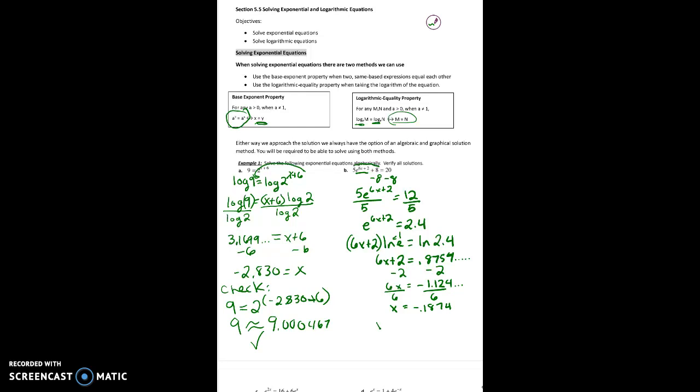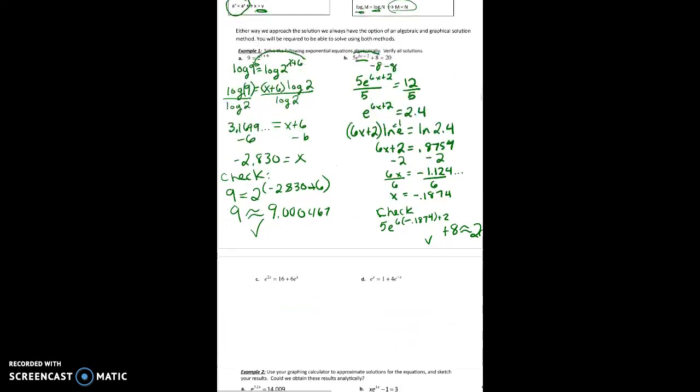So if we wanted to check, I would put it into the original: 5 e to the 6 times negative 0.1874 plus 2, plus 8. And that should be approximately equal to 20. And it is. So we did that one correctly.